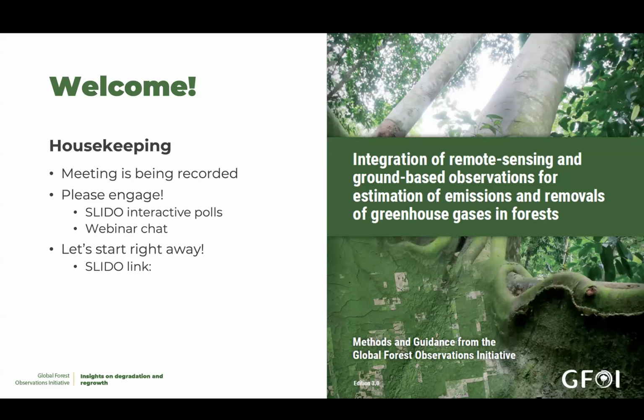And just as a note, this is part of a larger effort related to this document that you're seeing here on the right, the methods and guidance document, to continually make this better. So we're looking for your feedback to help with that process.